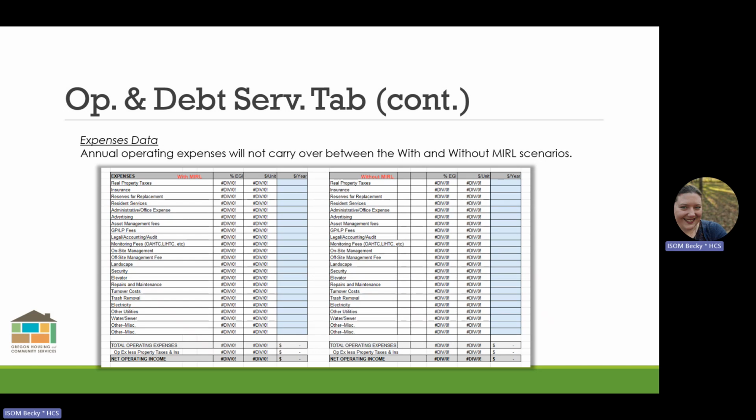The expenses data, however, does not carry over between the two scenarios. The developer should fill out the expenses as they will be expected if they are given a MURL grant and one without a MURL grant.